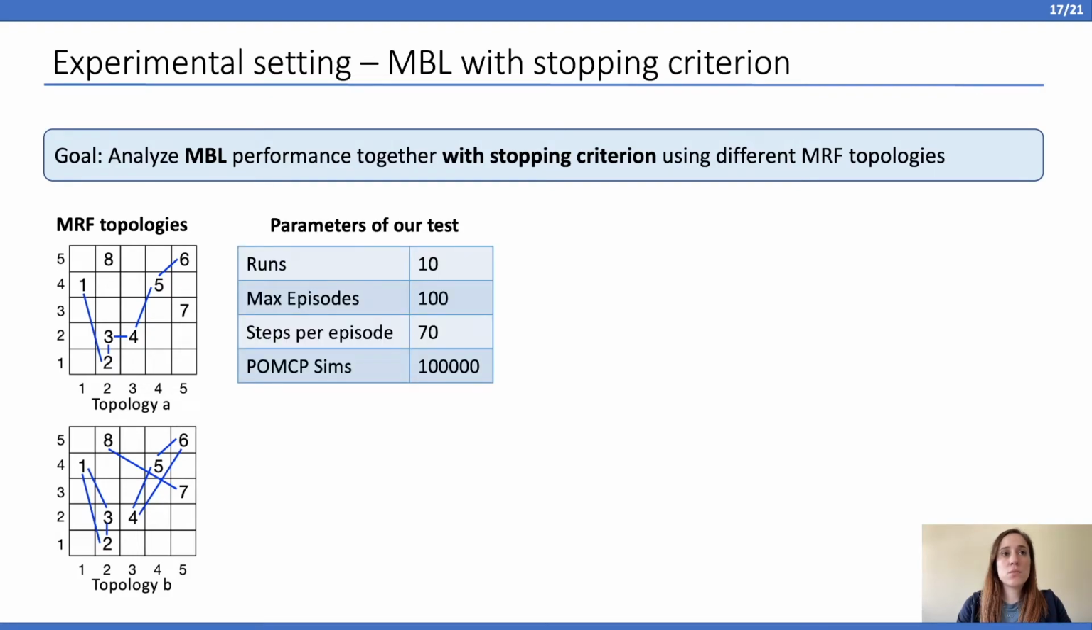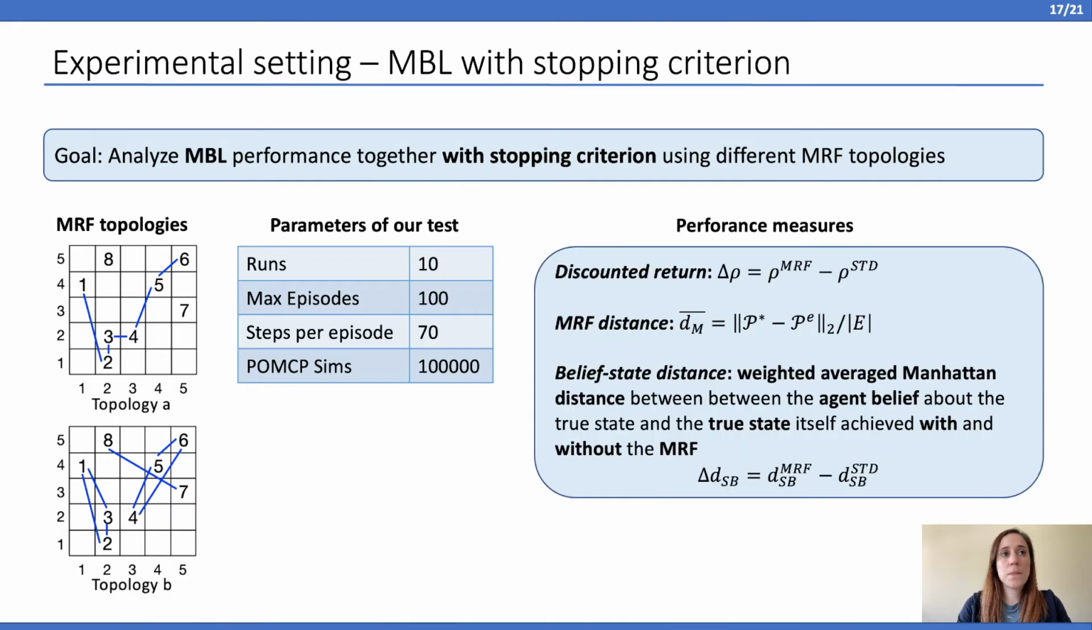For each test, we perform 10 runs of 100 episodes at most, and every episode is composed of 70 steps. POMCP always performs 100,000 simulations and initializes the particle filter with the same number of particles. We evaluate this approach considering also the belief state distance, which is the weighted average Manhattan distance between the agent belief about the true state and the true state itself, achieved with standard POMCP and using the MRF.